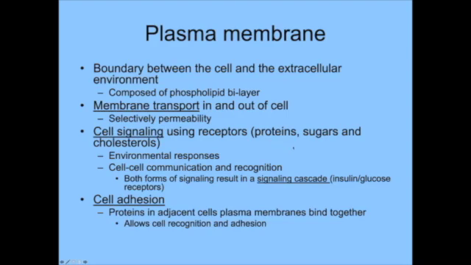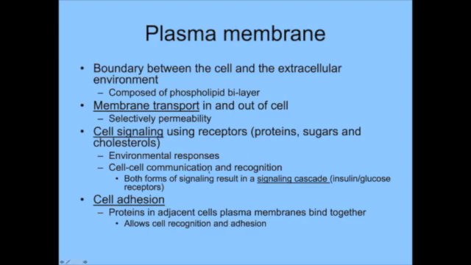In cell signaling, which is Chapter 9, we're going to spend some time on that. We have a big assignment on that. The plasma membrane plays a major role. It's where all of the receptors are found for our cells to recognize what's going on in the outside. These receptors can be made out of proteins, sugars, and cholesterols, oftentimes in multiple combinations. And cell signaling is used for environmental responses. It's also used so our cells can communicate with each other. We want to make sure that we have good reflexes and responses. Cells communicate with each other, and they also need to recognize each other.